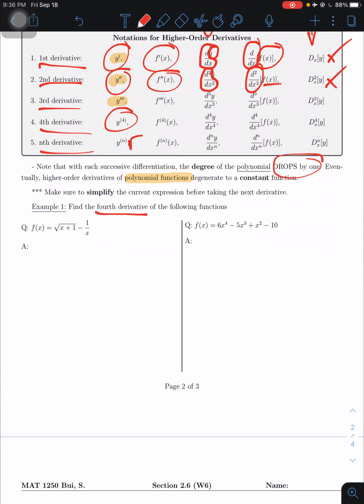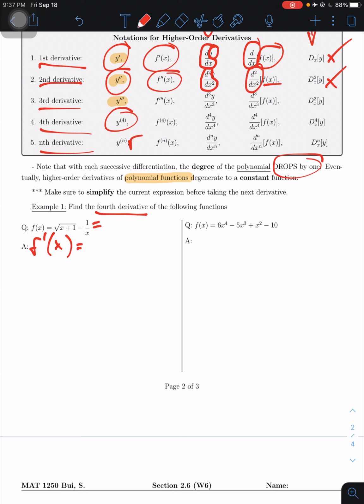Alright, so for my part, I have to find the fourth derivative of this function. So let's talk about the first derivative, f prime in here. What is it equal to? Well, we don't have any formula to deal with the square root and also the fraction. So first, let's rewrite the function from the square root form to the power form, and also from the fraction form to the power form, okay?